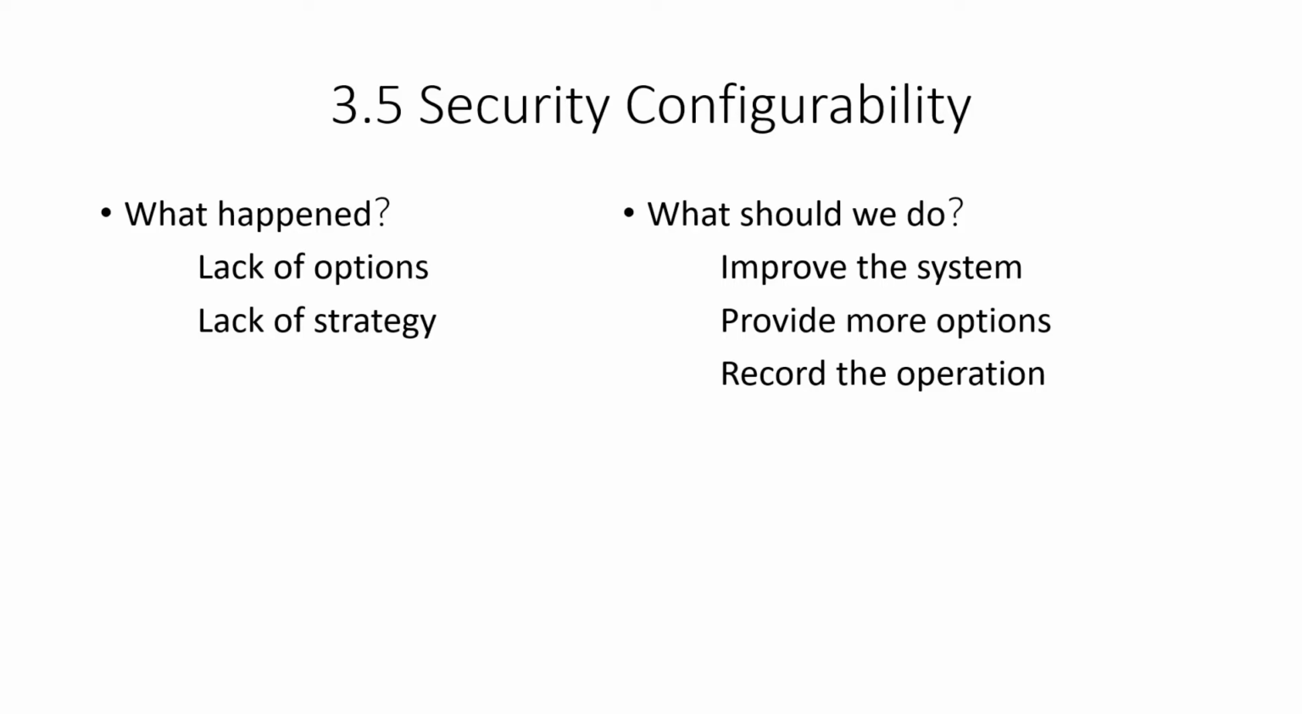So in this part, what we should do to secure the IoT is improve the system and provide more options for the users so that the users can get more protection from the security system. Another thing is we have to record every operation from the users, whatever they said, whether there is a result or not. We have to record what the users did.